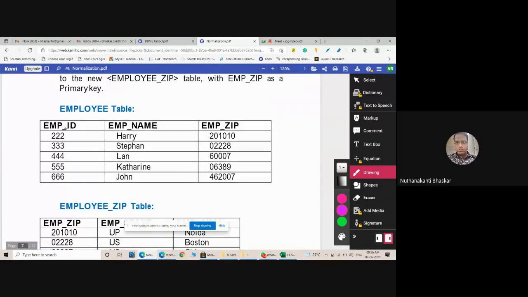Check: is there any transitive dependency in this table and this table now? After decomposition, is there any dependency now? No more, sir. So the given relation is now in third normal form. Clear? All of you clear? Yes, sir. Clear. So if it is clear, then I will go for other examples.